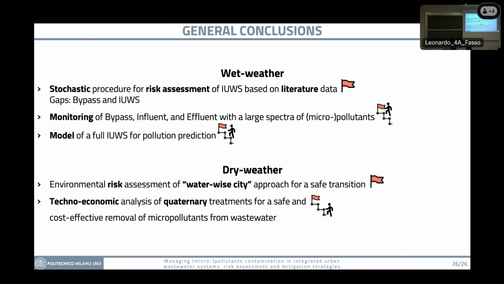And then in the end, we can say that for the wet weather discharges, we saw from the literature that we can realize a stochastic procedure for risk assessment, but there are gaps for the bypass and for the overall integrated urban wastewater systems. Then we performed a monitoring campaign on the bypass influent and effluent with a large spectrum of micropollutants and conventional pollutants. Then, in this system, we built a model for the prediction of the pollution released by the whole system.